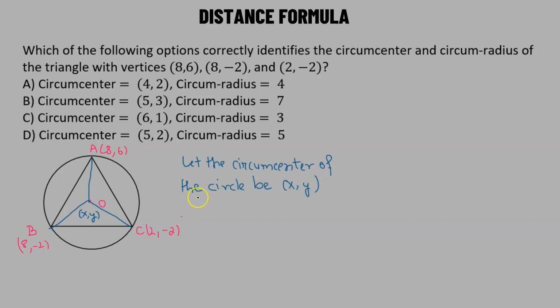Now if O is the circumcenter of the circle, then immediately we can say that OA must be equal to OB, and that must be equal to OC. So let this be equation number 1. Now what we'll do is try to find out the value of OA, OB and OC by using the distance formula. So let's specify the distance formula as well.